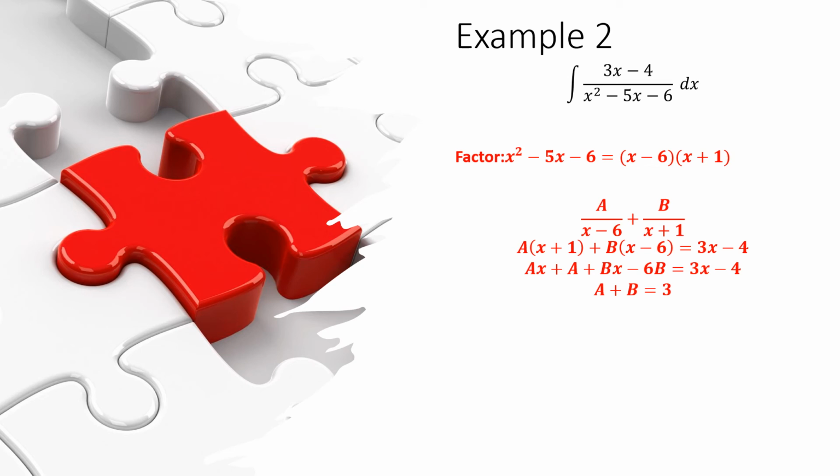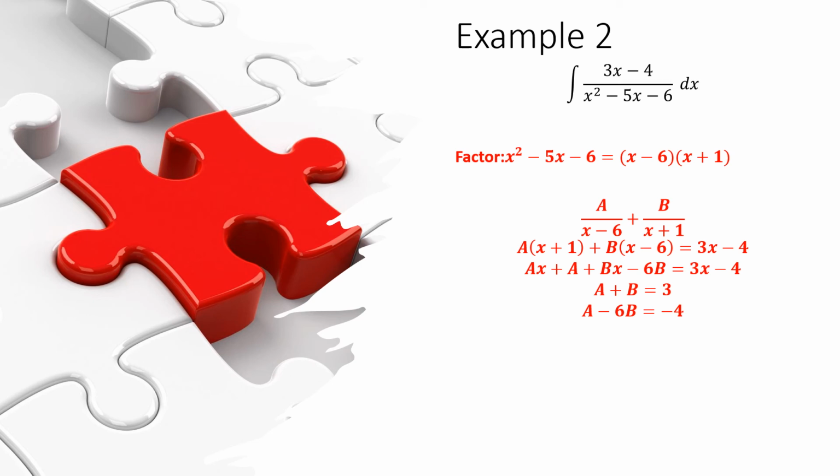And then if I go ahead and set my expressions equal, so in other words, everything that has an x, I'm going to set those equal, and then everything that's just constant, I'm going to set those equal. So I have A plus B, since that's the two x terms on the left, equals 3, since that's the x term on the right. And then I have A minus 6B, which are my constant terms on the left, equals negative 4, which is my constant term on the right.